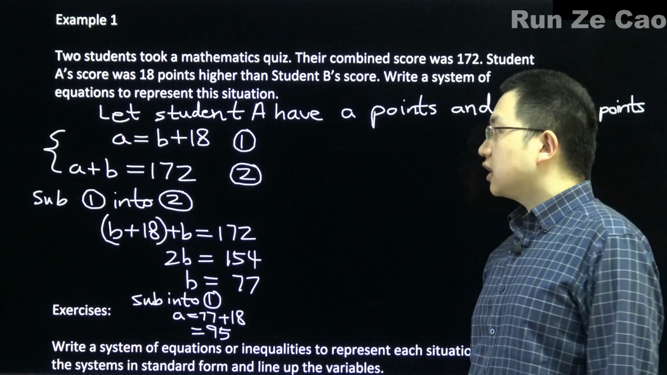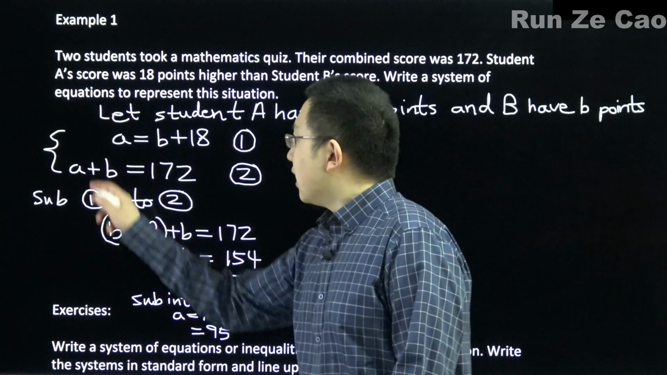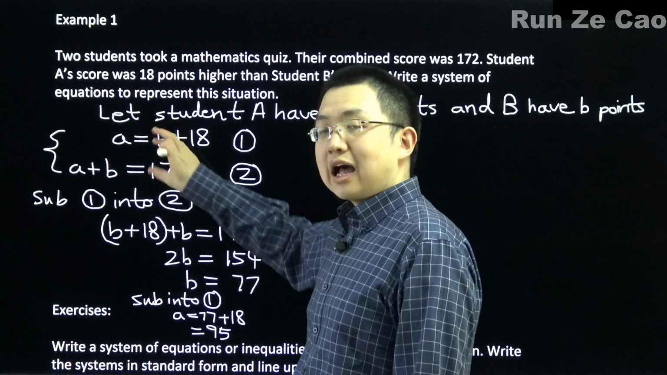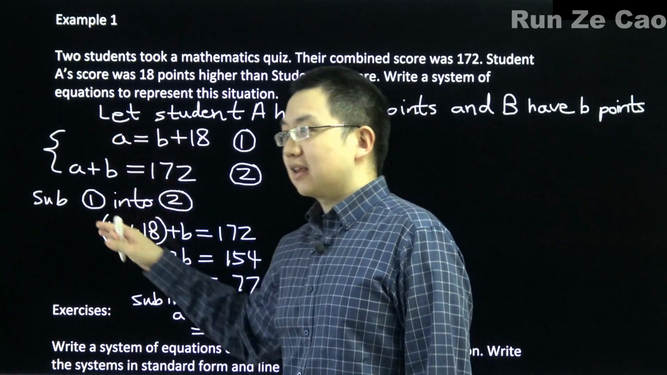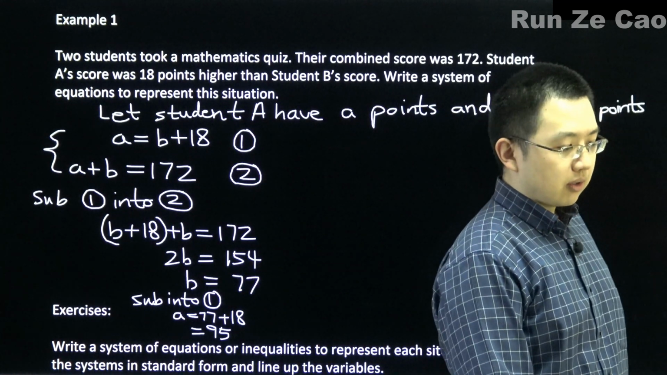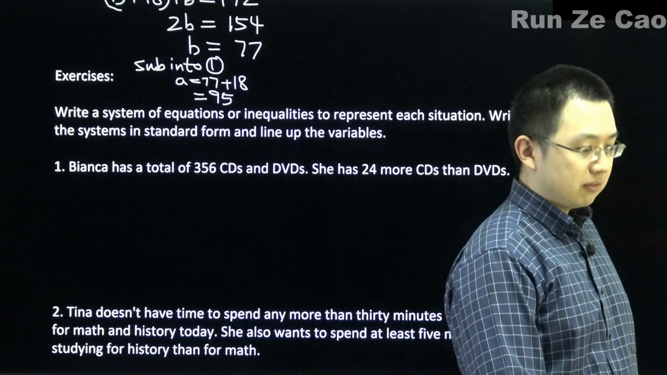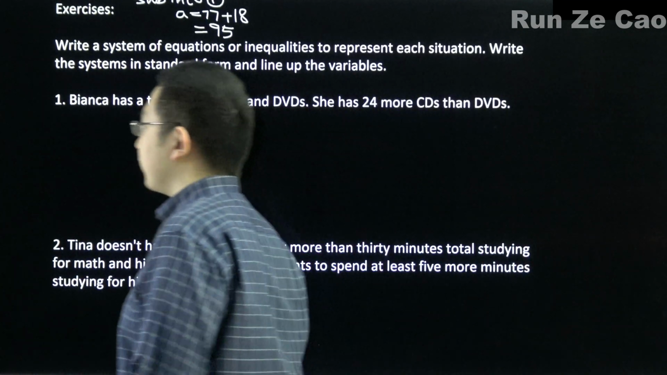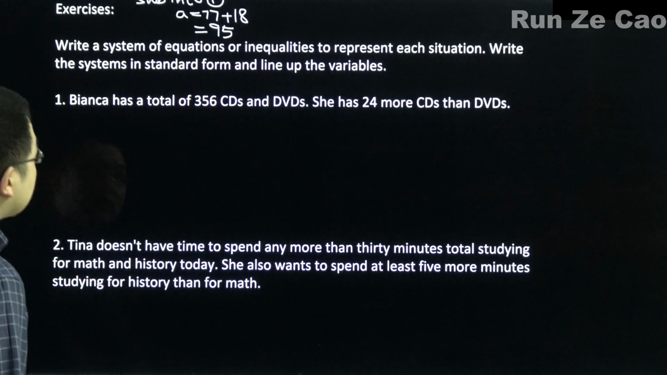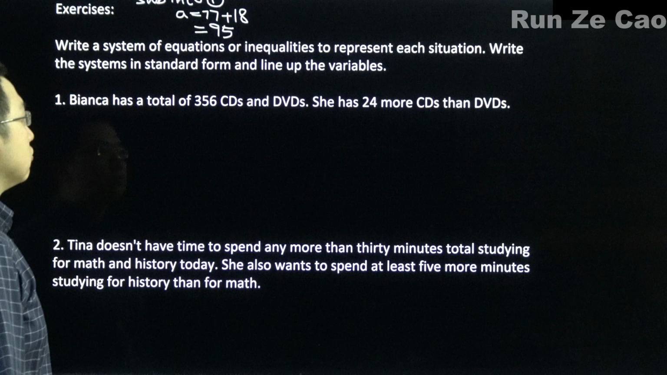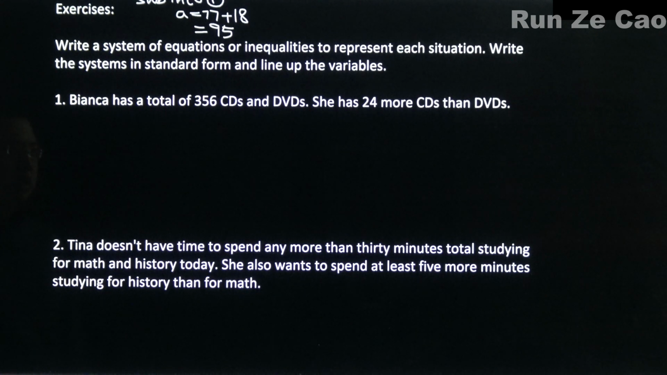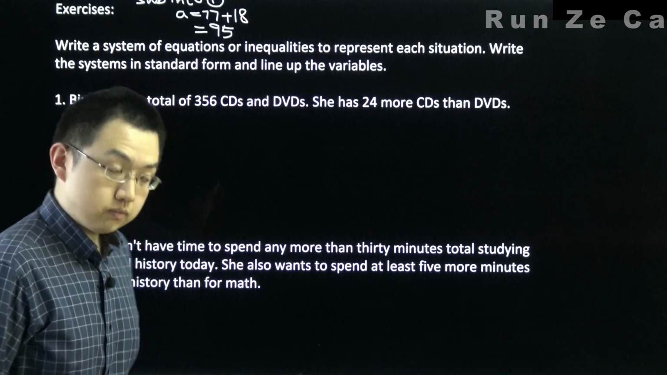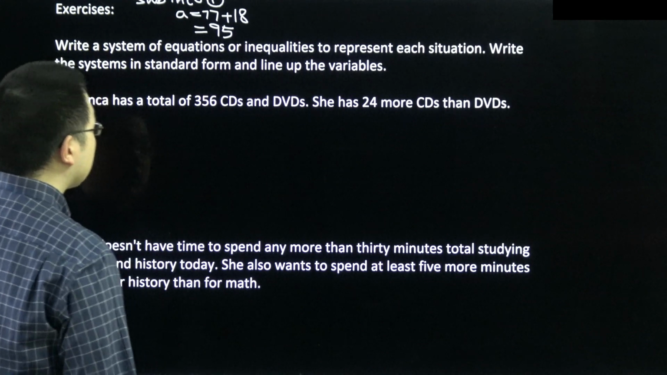You can also use elimination, but that's usually, say you have A plus B equals something, A plus 2B equals something. You can subtract the entire expression, subtracting both sides, and you would end up with, say, just B equals something. However, we usually do that sort of stuff a little bit later. So let's write a system of equations or inequalities to represent each situation. In other words, we don't have to actually solve, but I'll show you how to solve it anyway.